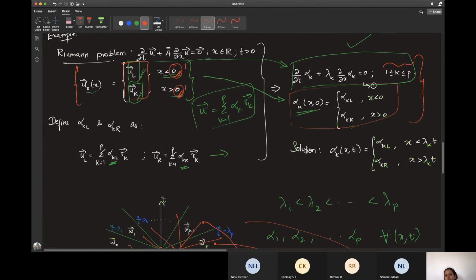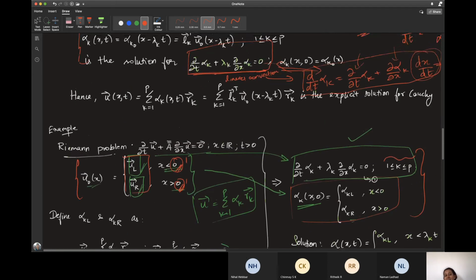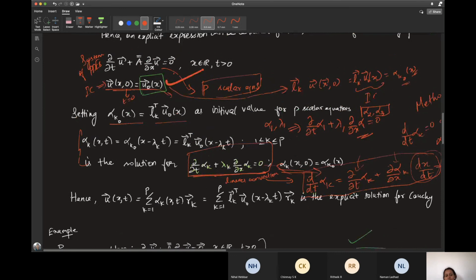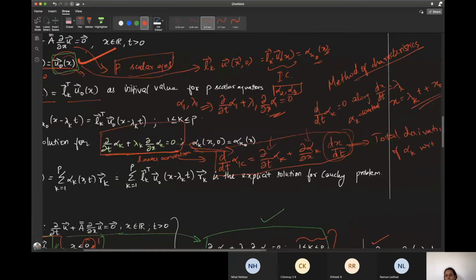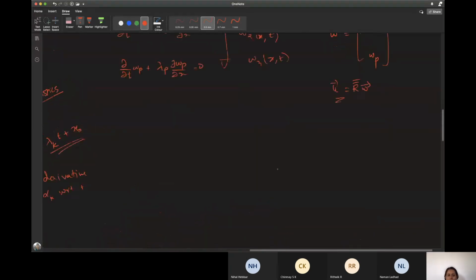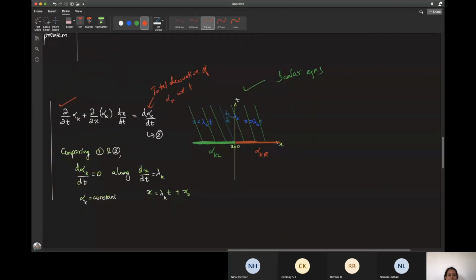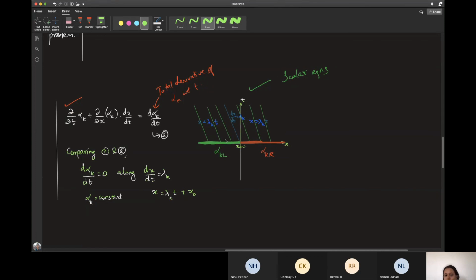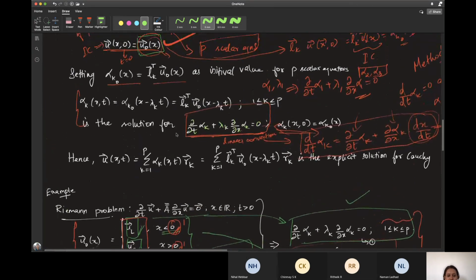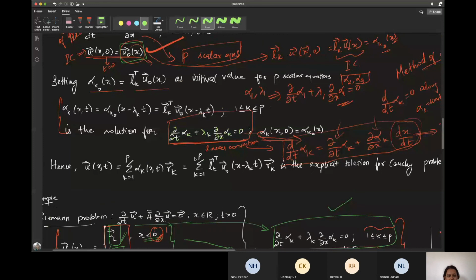When you fix some point, to the left of that you have some solution and to the right of that you have a different solution. But in general, each and every point may have a different solution. Here we fixed a point, and to the left we had one constant solution alpha k L, and to the right we had another constant solution. Instead, we can have different constants at different points. So that is a more general problem. Even for that general problem we have stated a solution here.